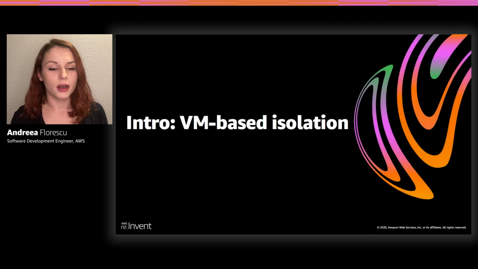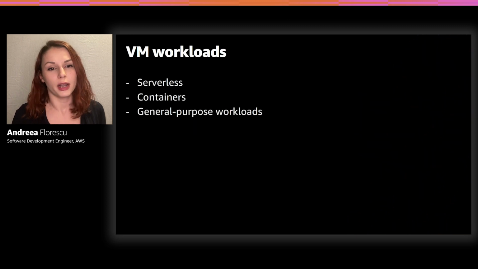So the first thing is that in the past few years, we saw that virtual machines are used more often to provide isolation for workloads. And the workloads are fairly different. So we've seen VM-based isolation being used in serverless, and we have here an example with AWS Lambda, but we've also seen it used with containers, with AWS Fargate, and open source projects such as Kata Containers. And then we also saw some more general purpose workloads being isolated with virtual machines.